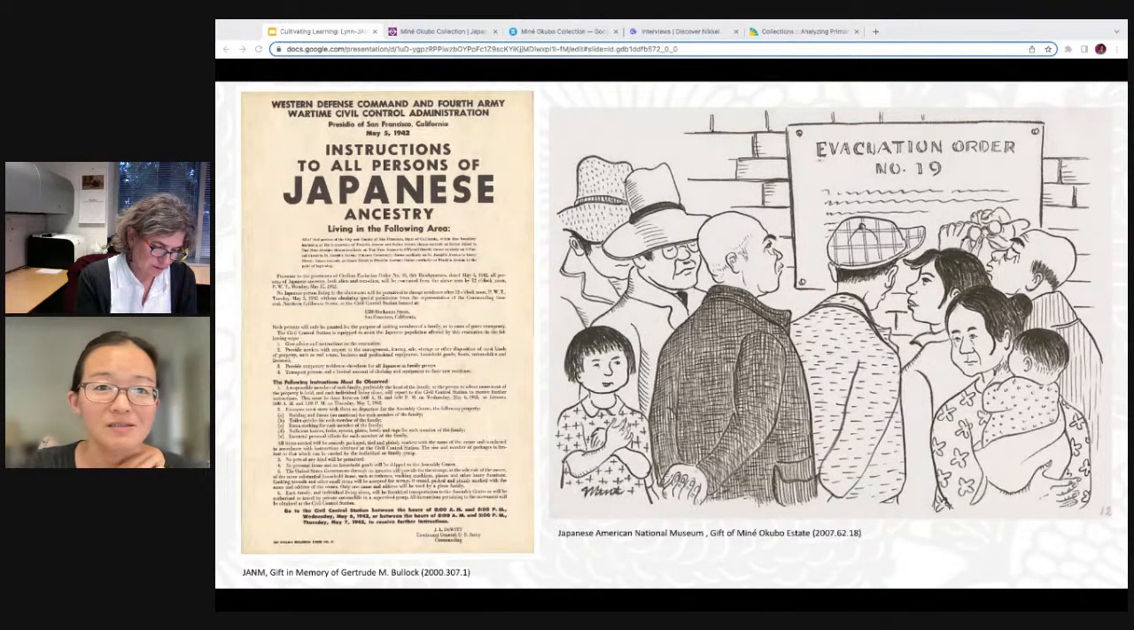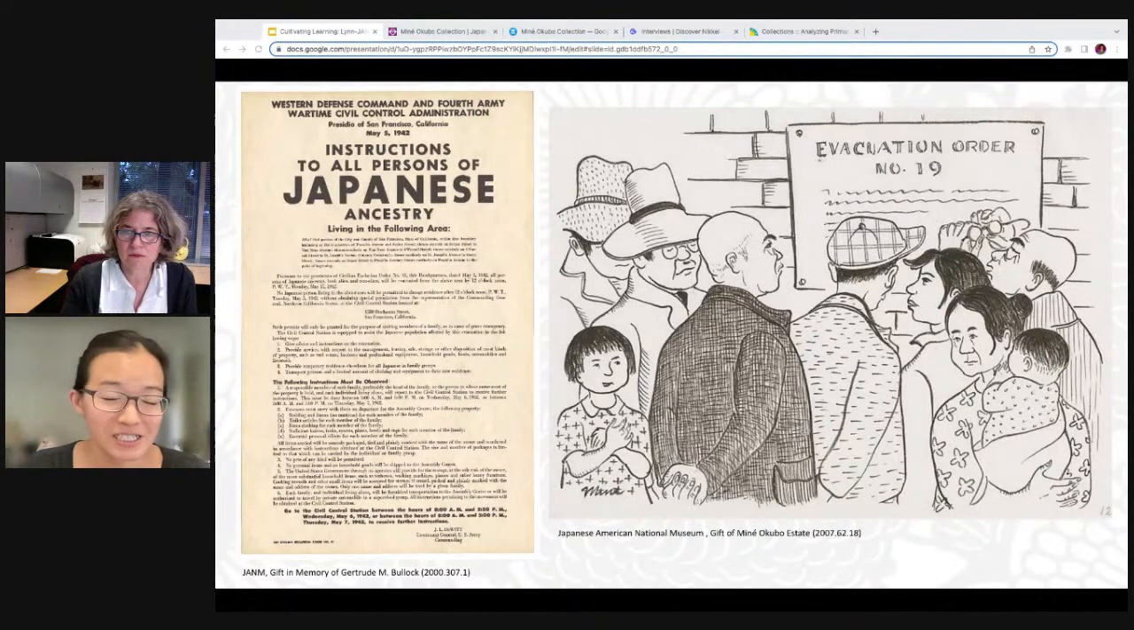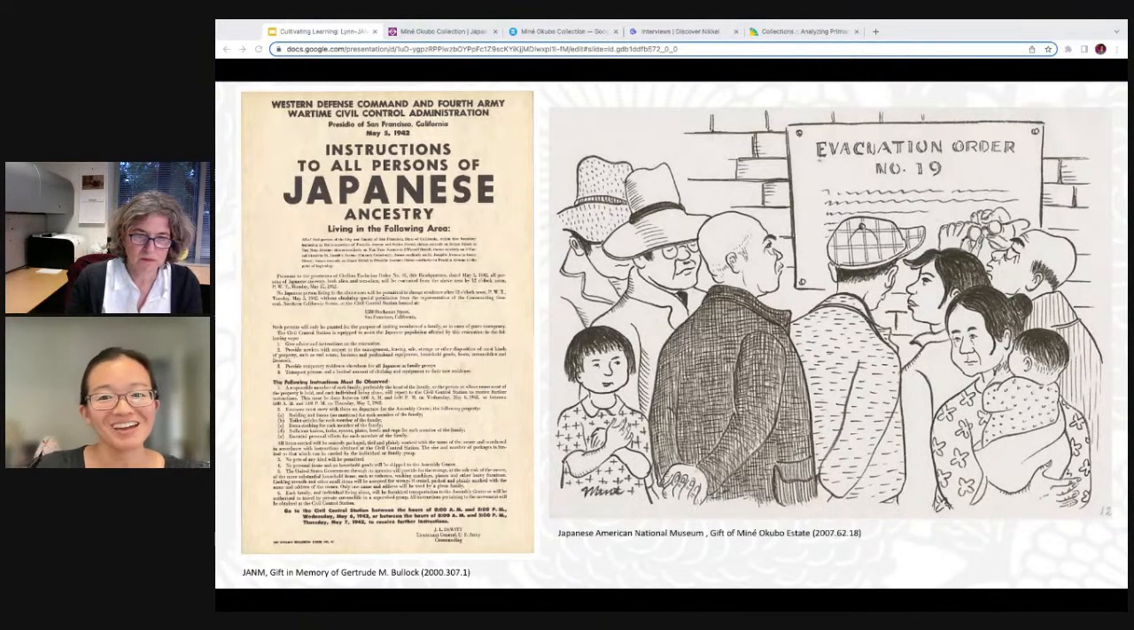And so this is her depiction of people examining this detention order posted in their neighborhood. She has a book called Citizen 13660, which is a really great collection of her memories of this time period that has not only written word, but also these incredible illustrations. And so we'll be sharing more information about those images at the end.